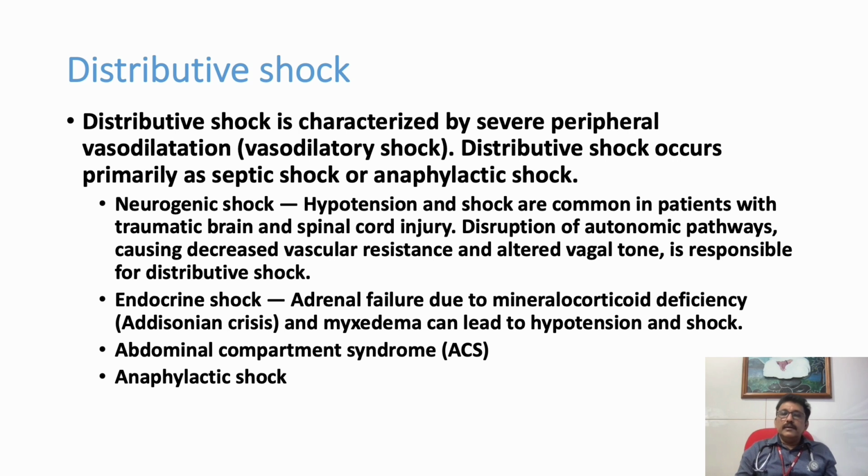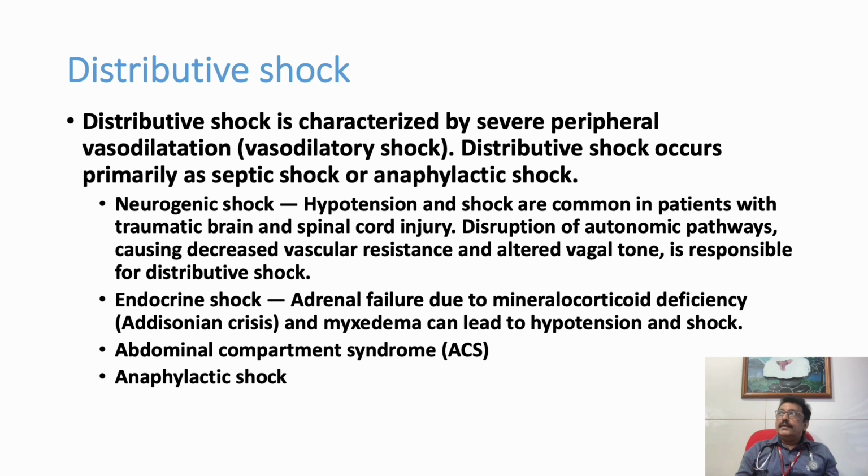Anaphylaxis to some material, like food-induced anaphylaxis or drug-induced anaphylaxis. Suddenly the patient develops vasodilatation and vascular collapse. The second common problem is neurogenic shock. Neurogenic shock means whenever there is a problem to the sympathetic or autonomic pathways, especially when there is spinal trauma, injury to the spine, especially the thoracic spine, the patient can have acute hypotension because of vasodilatation.